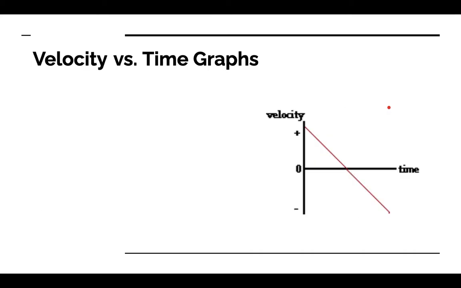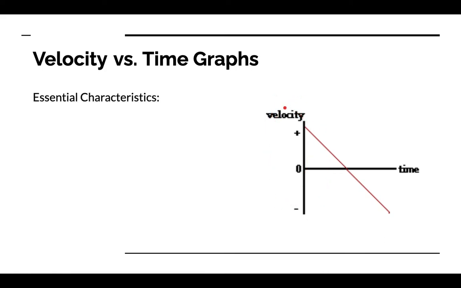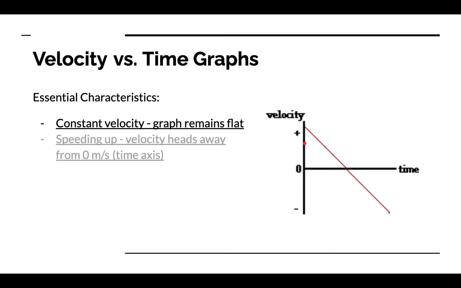So now we move on to velocity versus time graphs. On a velocity versus time graph, the main difference is that velocity, instead of being graphed as the steepness of the slope of a position versus time graph, is actually now on the vertical axis, okay? So the essential characteristics now of a velocity versus time graph is that you'll have a constant velocity if your graph remains flat and horizontal. The idea being that if your graph is flat and horizontal like this line I'm making right here, that's indicating that it's staying at a constant velocity, okay?